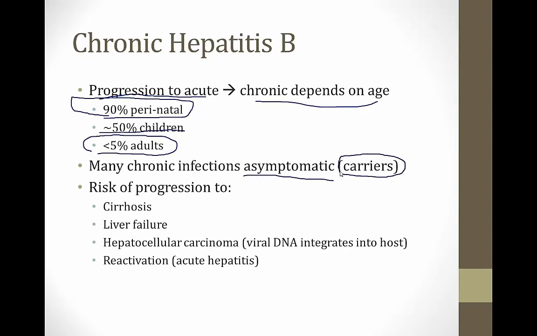Many chronic infections are asymptomatic, so many patients are what's called carriers of chronic hepatitis B. And if the hepatitis B is untreated, there is a risk of progression to cirrhosis, liver failure, hepatocellular carcinoma. The viral DNA can integrate into the host and cause cancer, and there's a risk of reactivation where people can get acute hepatitis many years after their initial acute hepatitis exposure.